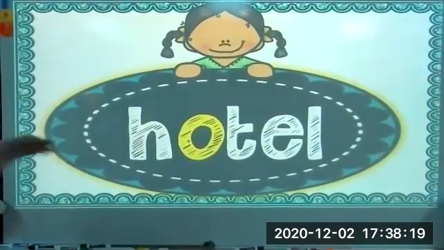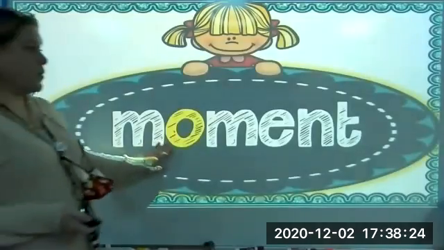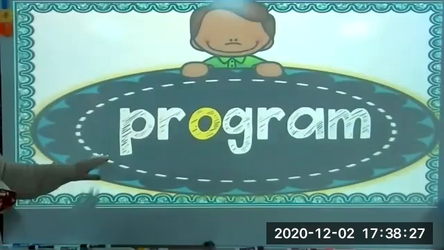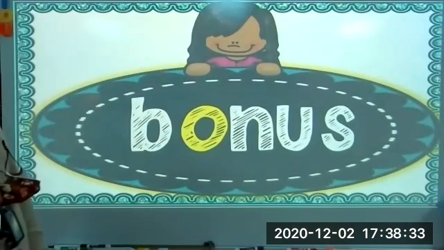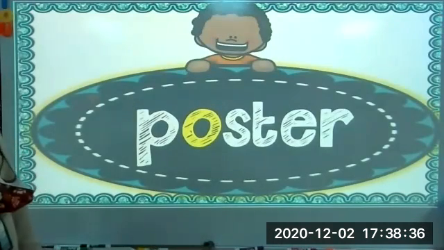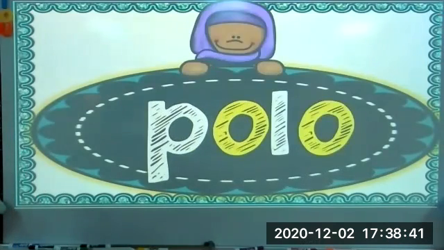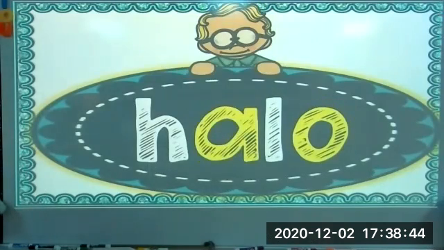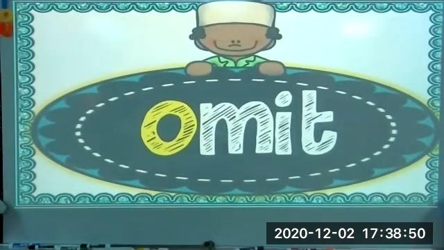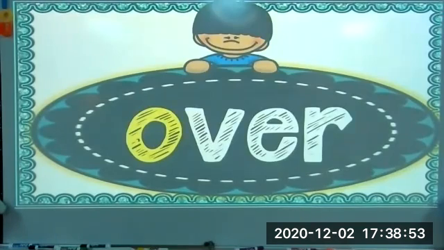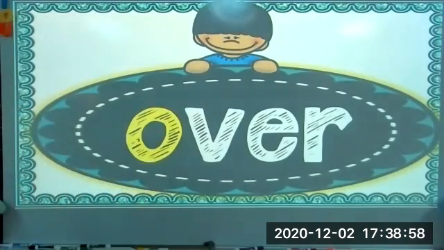We have the word hotel, hotel, moment, program, bonus, poster, poet, polo, halo, open, omit, and over. You guys notice that the letters that made the O sound were the parts that were highlighted in yellow.